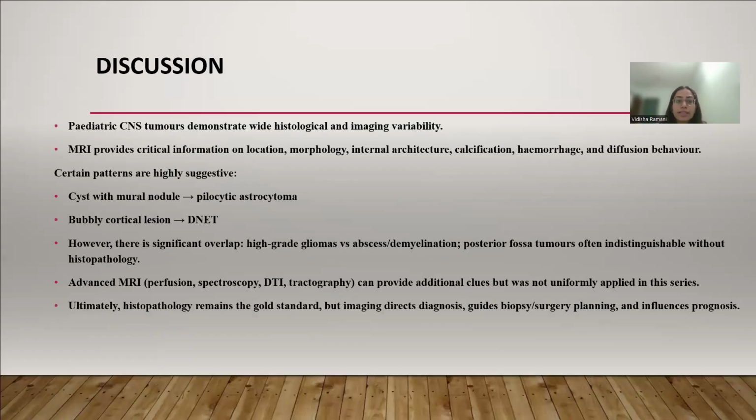Discussion. Pediatric CNS tumors demonstrate wide histological and imaging variability. MRI provides critical information on location, morphology, internal architecture, calcification, hemorrhage, and diffusion behavior. Certain patterns are highly suggestive, like a cyst with mural nodule for pilocytic astrocytoma, and a bubbly cortical lesion for dysembryoplastic neuroepithelial tumor. However, there is significant overlap. High-grade gliomas versus abscess and demyelination, and posterior fossa tumors are often indistinguishable without histopathology.